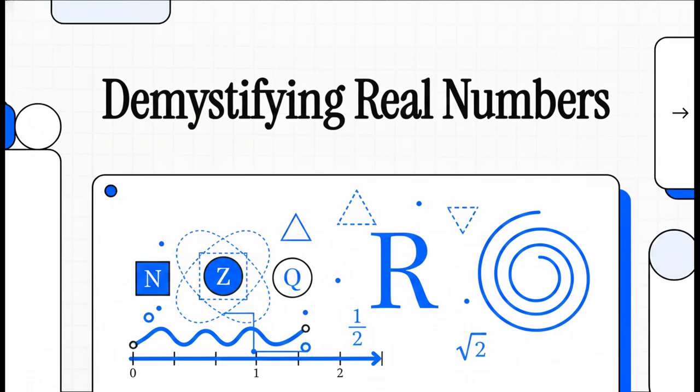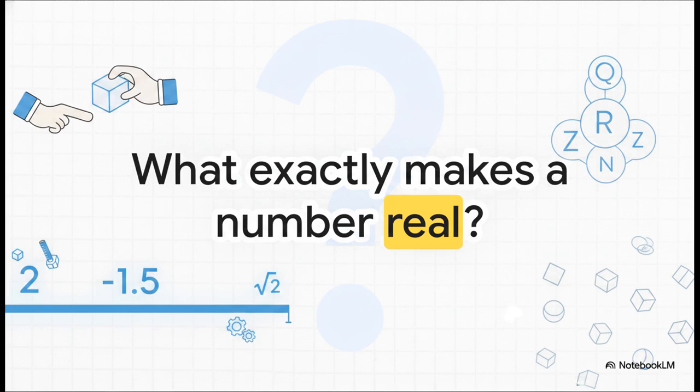All right, let's jump right into this explainer. Today we're going to completely demystify a term that honestly haunts a lot of math textbooks but is actually brilliantly simple: real numbers. We are stripping away all that heavy jargon to look at the visual, logical core of what this actually means. You've probably heard those super complex textbook definitions before, right? But let's just step back and ask the most fundamental question here. What exactly makes a number real?